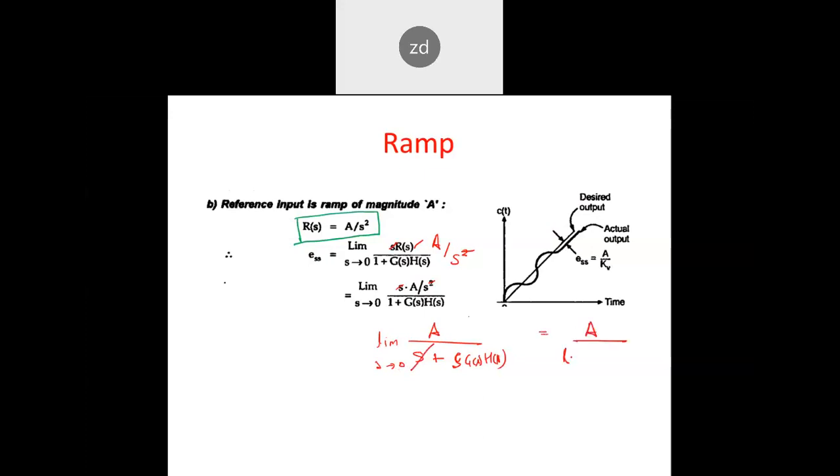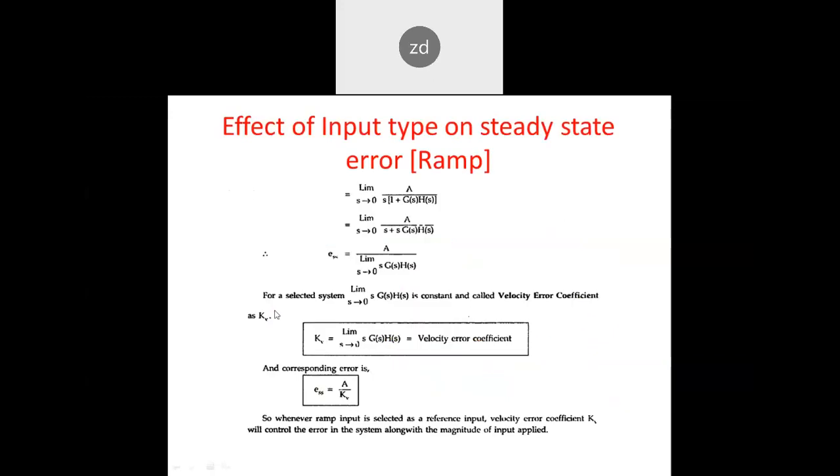You might be wondering why I'm applying the limit separately. This is just to show that this term over here is called the Kv term. This is called the velocity error coefficient. This term in the denominator is represented by Kv, and I can represent this function by A divided by Kv, wherein the velocity error coefficient is limit S G of S H of S. You can see here clearly in this slide.